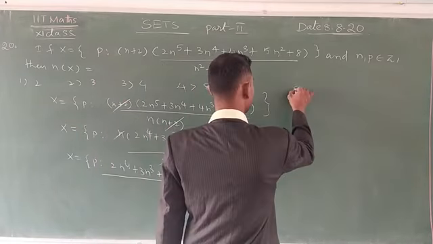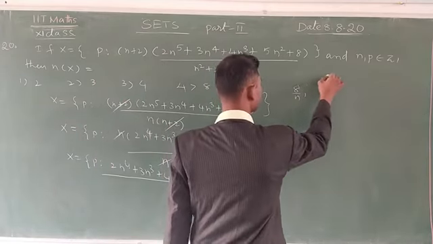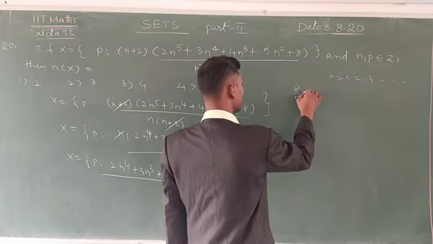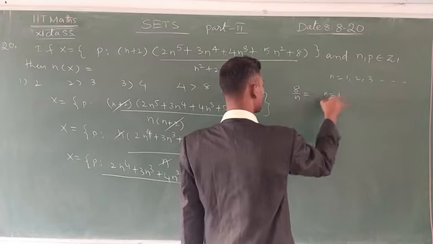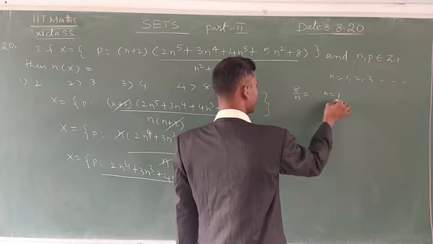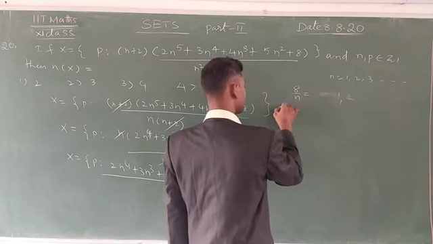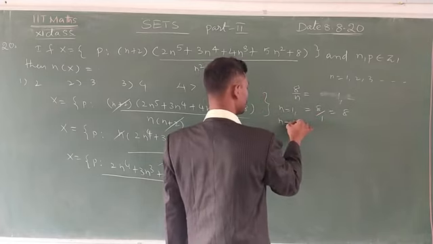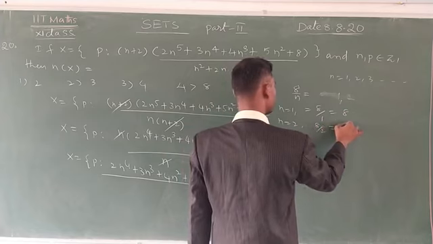Then here 8 by n, where n is equal to 1, 2, 3, 4, and so on. Which numbers are possible here? n is equal to 1 is possible. n is equal to 1 means 8. See here, n is equal to 1 means 8 by 1, which is 8. And n is equal to 2 means 8 by 2 is equal to 4.